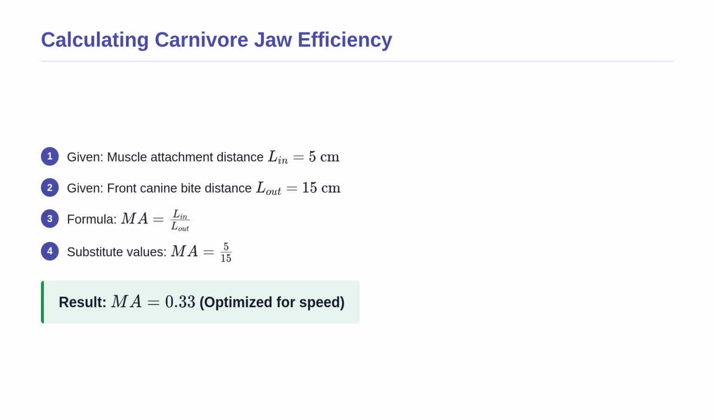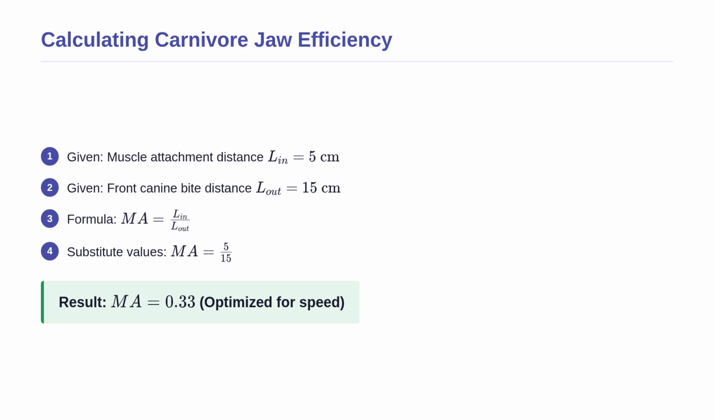Imagine a paleontologist discovers the skull of an extinct wolf-like carnivore. We are given that the distance from the jaw joint to the main muscle attachment is 5 centimeters. The distance to the front canine teeth is 15 centimeters. We are asked to calculate the mechanical advantage to understand its hunting style.